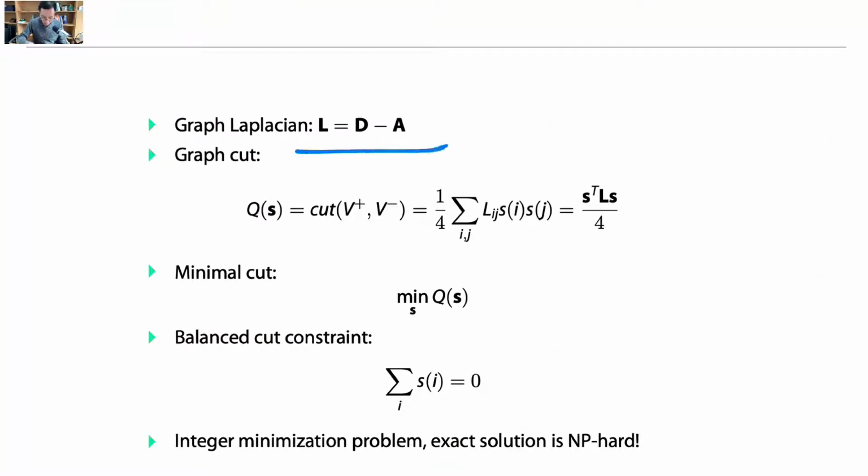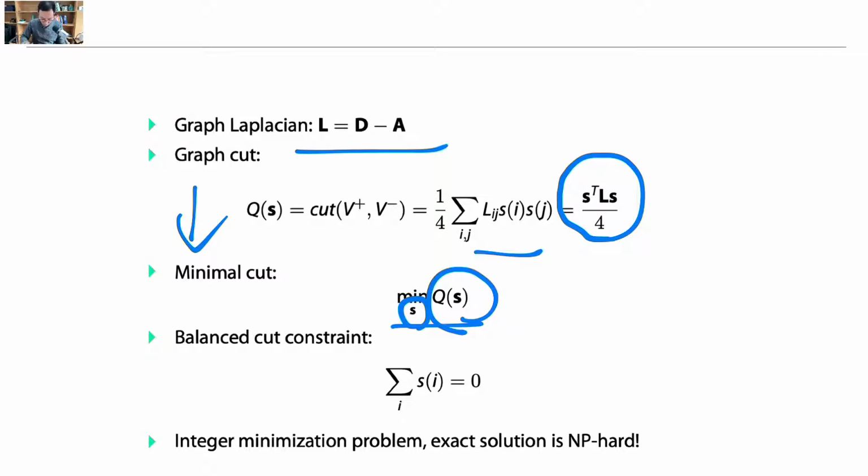So we have new notation of Laplacian, and previously L was D minus A, right? In the two slides before. And when we use linear algebra, it could be formulated like this. So our goal is to minimize the cut, right? We try to identify the best S, which minimizes the graph cut function.